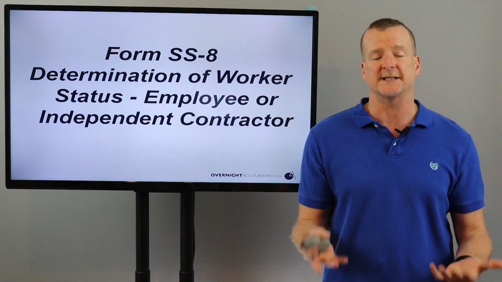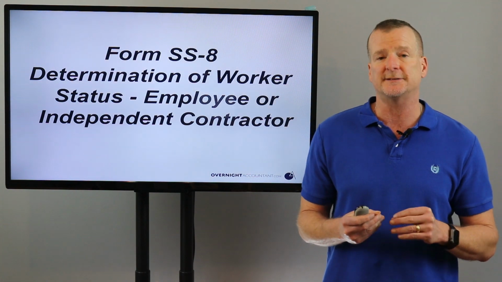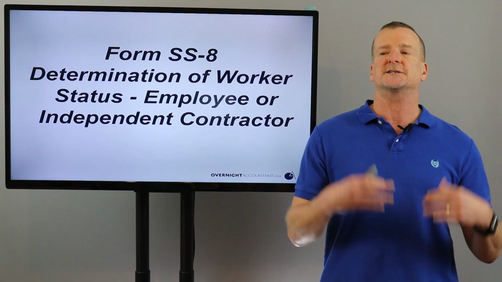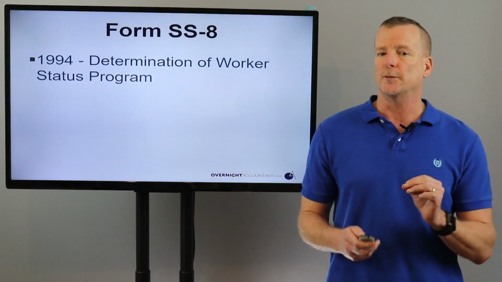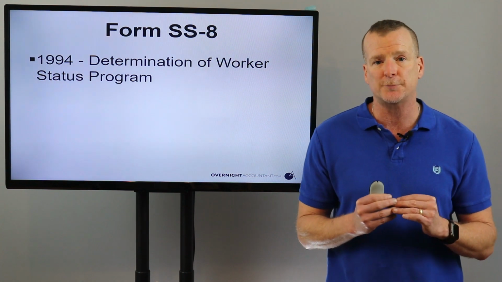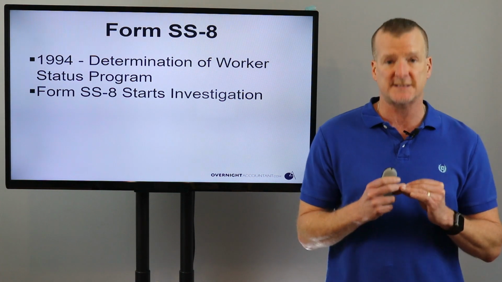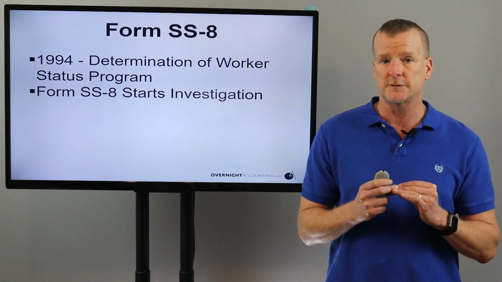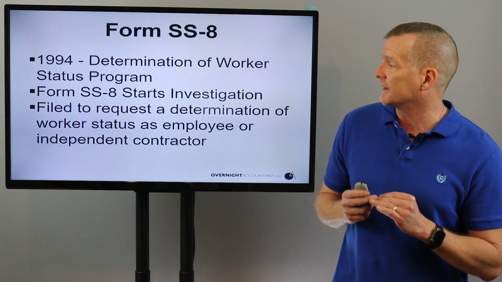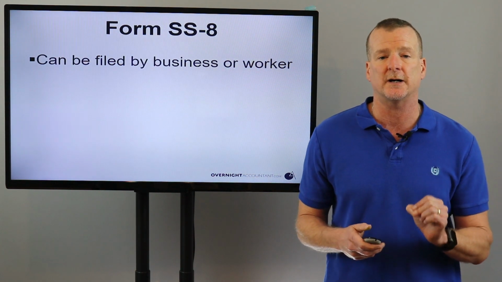Now, what about the Form SS8? Determination of Worker Status for Purposes of Federal Employment Taxes and Income Tax Withholding. I'd put the whole title up there, but it's kind of long. Form SS8 was created in 1994 and is part of the Determination of Worker Status program, which was created at the same time. And what SS8 does is it starts an investigation. So it actually opens the door to being scrutinized by the Internal Revenue Service. It is filed as a request for determination of worker status as an employee or as an independent contractor.